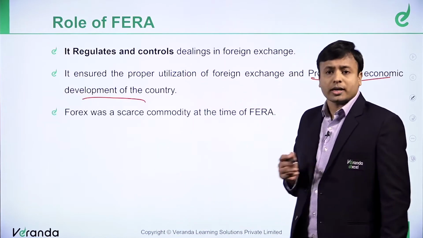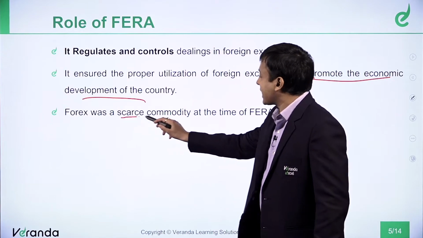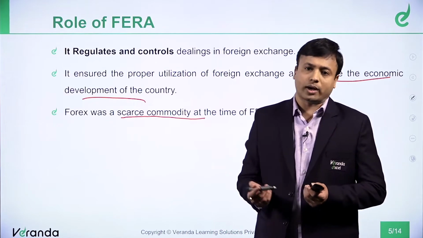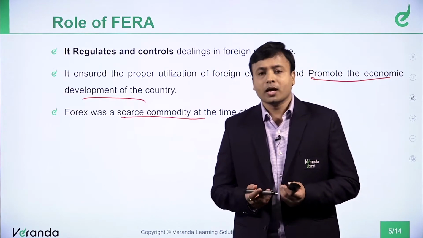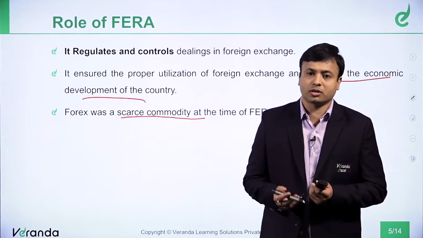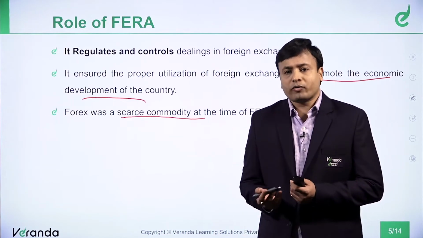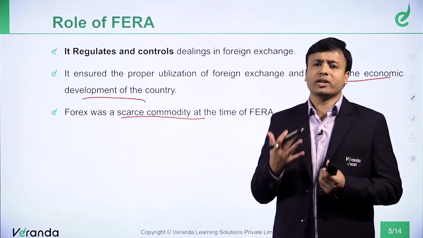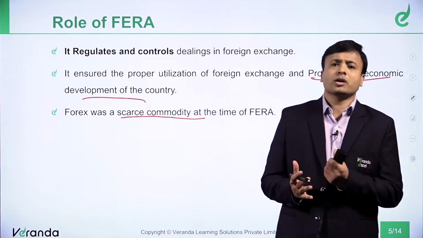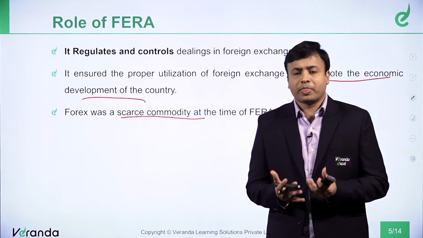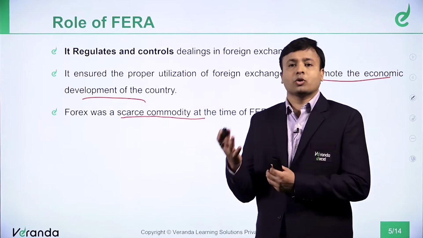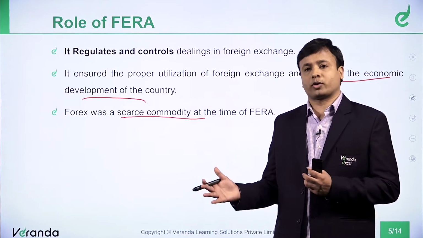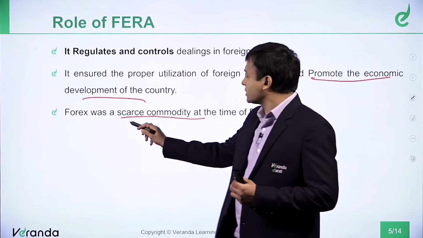During the time of FERA, forex was a scarce commodity. When we are talking about FERA, it is much before 1991. You all are aware that in the year 1991, the Honorable Finance Minister Mr. Manmohan Singh brought in a lot of economic reforms. Before that, India had a very scarce supply of foreign currency. The foreign currency was not freely available in India because we did not enable globalization or free trade in India much before 1991. Hence, forex was a scarce commodity.